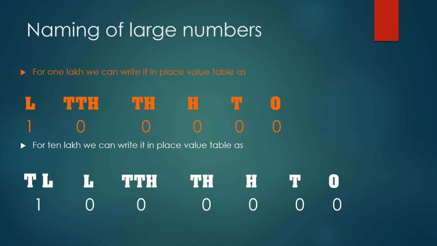So in the case of 10 lakh, when we place it in a place value table, as in the given example, we have 0 ones, 0 tens, 0 hundreds, 0 thousands, 0 ten thousands, 0 lakhs, but 1 in the 10 lakh place. So it helps us to read this number as 10 lakh.